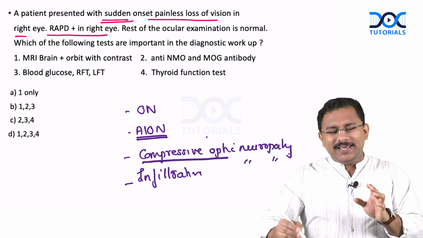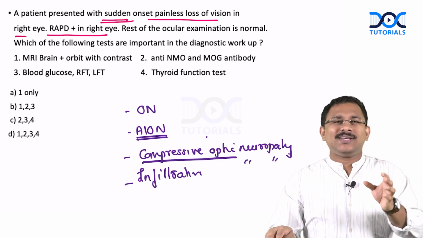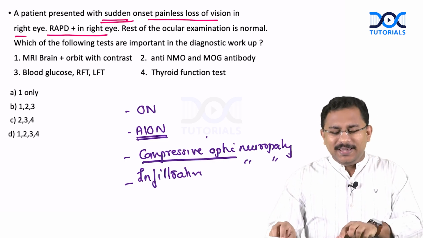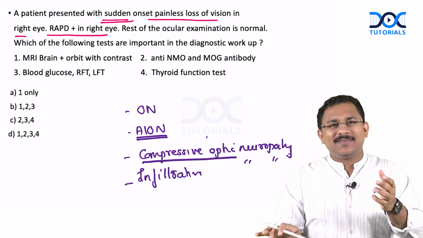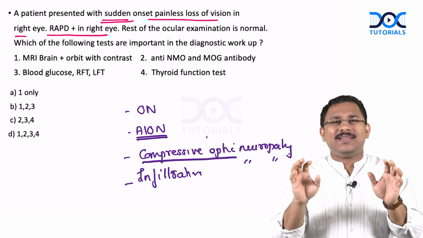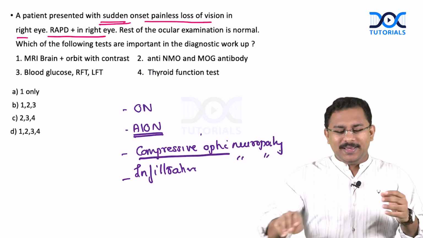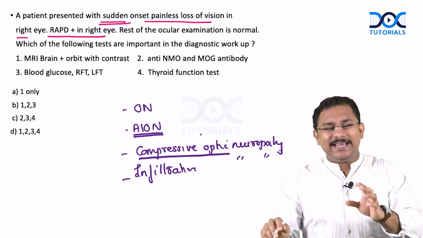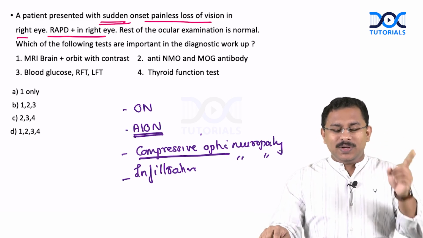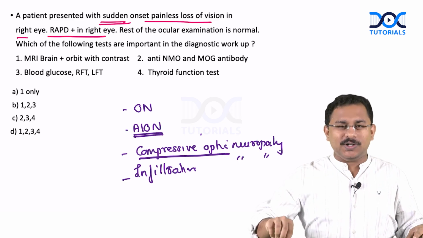Compressive optic neuropathy, as in thyroid disorders, will cause a gradual loss of vision, number one. And if it was a thyroid disorder, it's not just going to affect the optic nerve, there will be some limitation in the extraocular movements as well. But the question specifically says rest of the ocular examination normal. So sudden onset with the rest of the ocular examination normal is less likely to be any thyroid disorder.